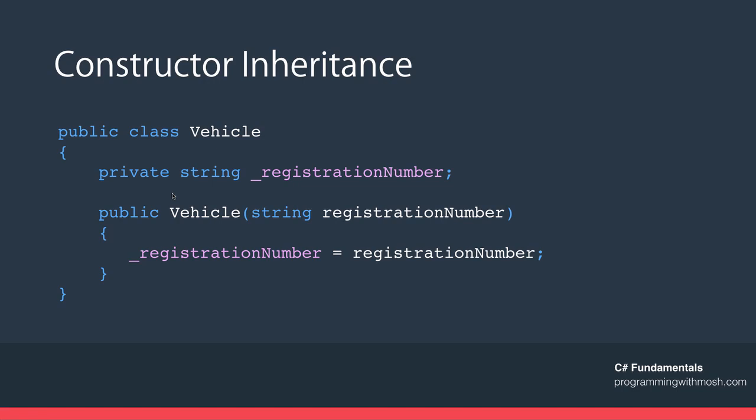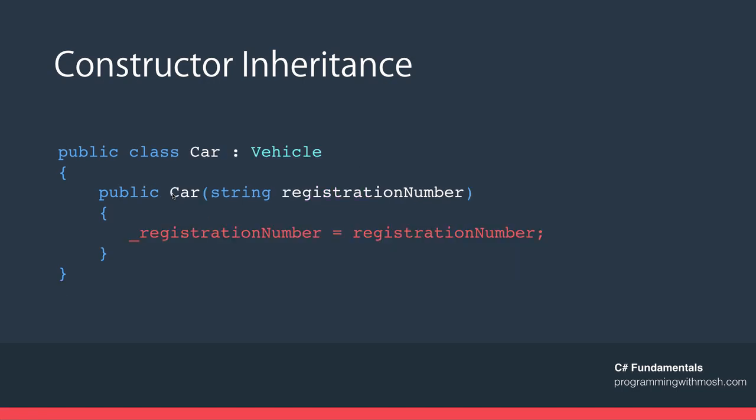So back to our car class. At this point, we are not going to be able to access the registration number field, because it's the implementation detail of the base class, which is vehicle, which we would like to encapsulate in the vehicle class itself. So that detail is not leaked anywhere else in our program.